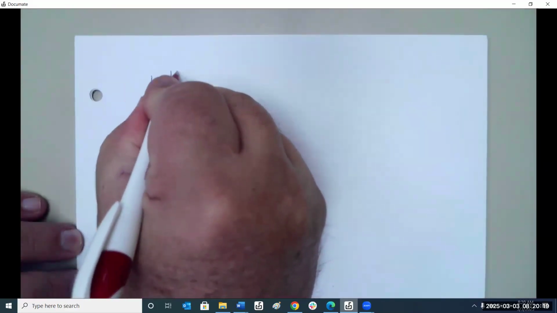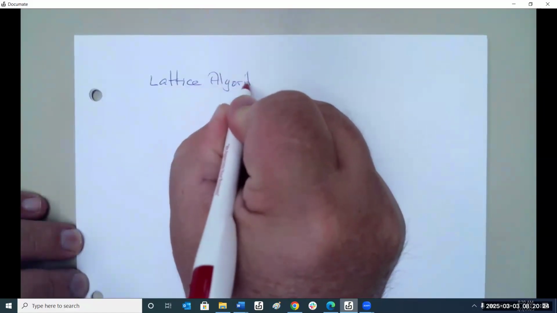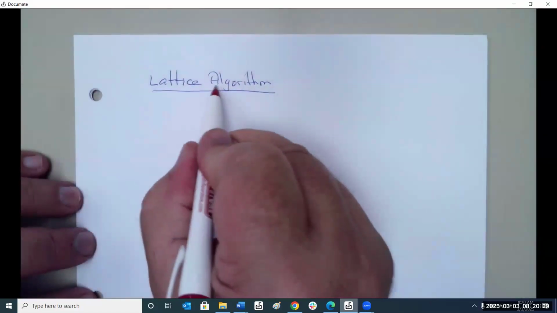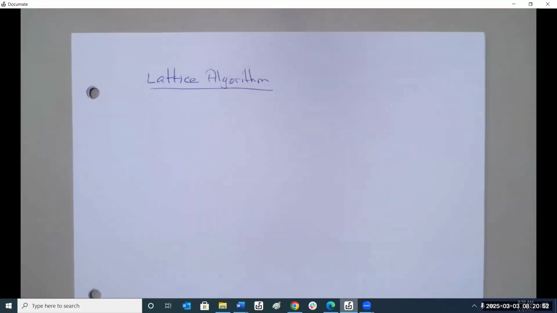All right, another method: the lattice algorithm. What? Okay, ever hear the word algorithm? What does it mean? You can't use the word in the definition. What is an algorithm?